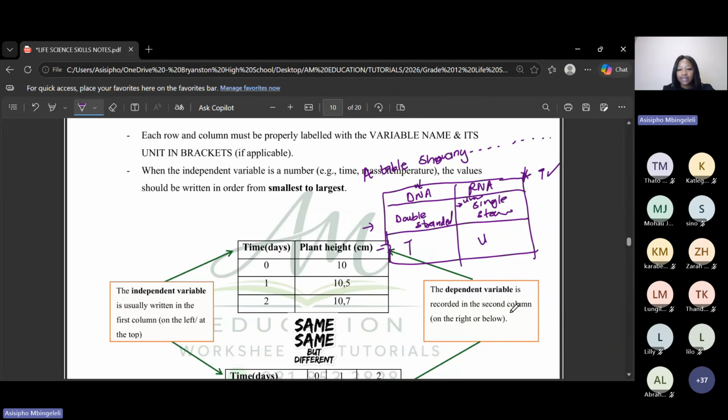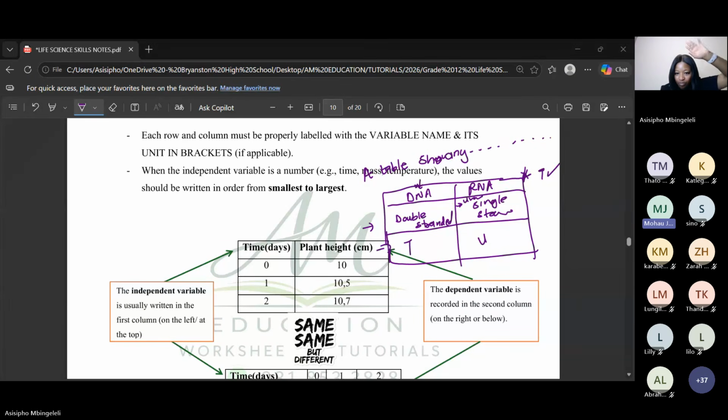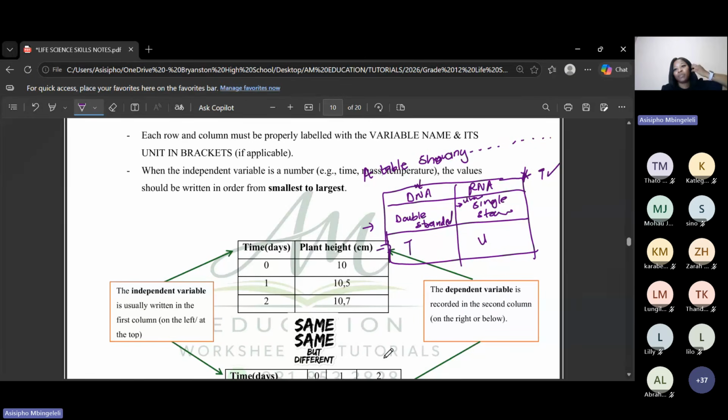Are we supposed to say bases, not nitrogenous bases? They accept both. So whether you say bases or nitrogenous bases or nitrogen bases, they'll accept. Okay. All right. Thank you.